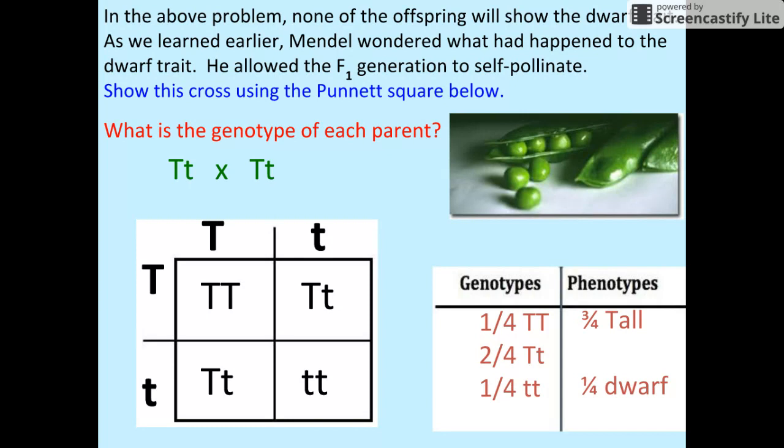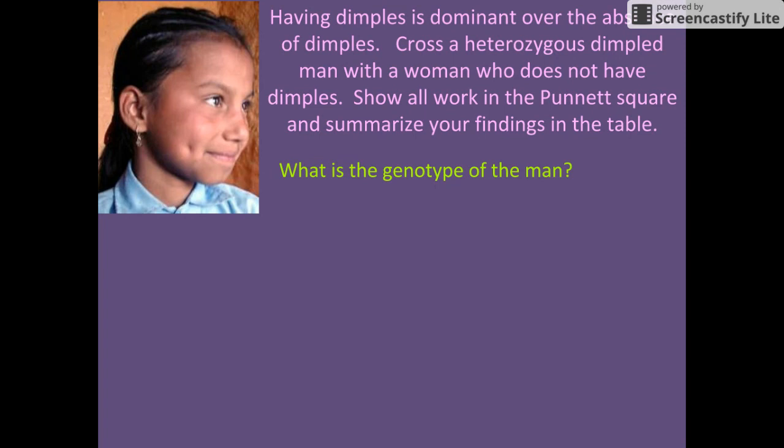So having dimples is dominant over the absence of dimples. Cross a heterozygous dimpled man with a woman who does not have dimples. Show all your Punnett work, all your work in the Punnett square, and summarize your findings in the table. What is the genotype of the man, according to the word problem up there?